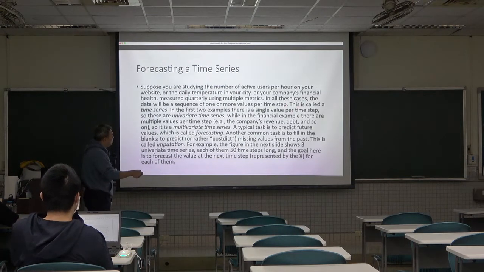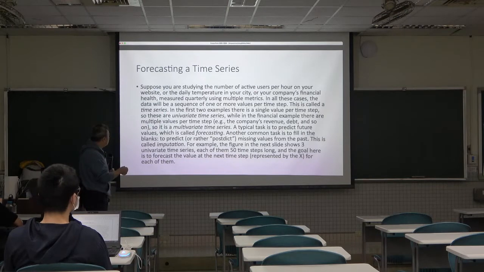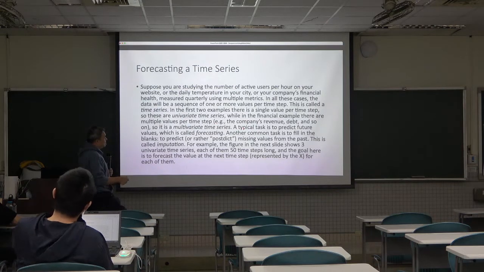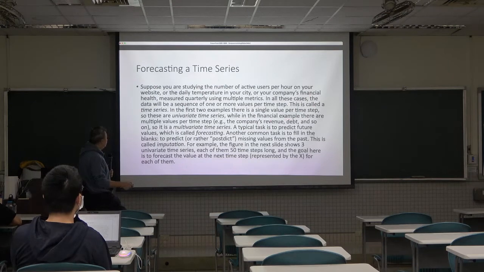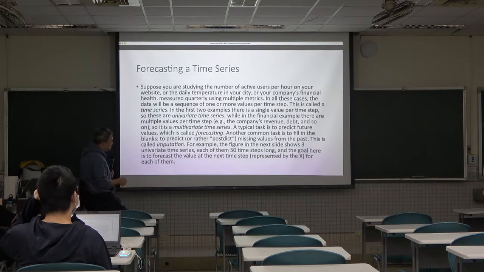This is called a time series. In the first two examples, there is a single value per time step, so these are called univariate time series. For the last one, the financial example, there are multiple values per time step, for example the company revenue, debt, and other stuff. So it is a multivariate time series.